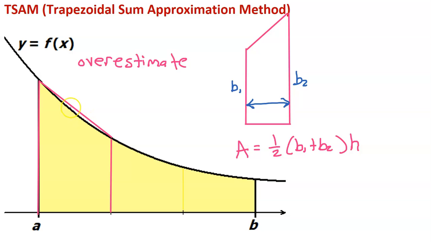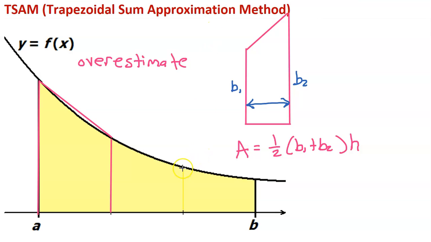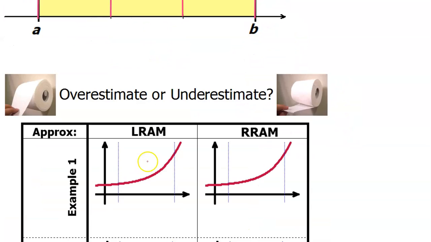Because you can see the tiny amount of extra space that's being included. But let's keep going. For the middle interval, here's another trapezoid. And then for the third interval, here's a third trapezoid. You can probably tell that the trapezoid is giving us a better approximation because of the way it more closely hugs the curve. So that's something to be aware of.